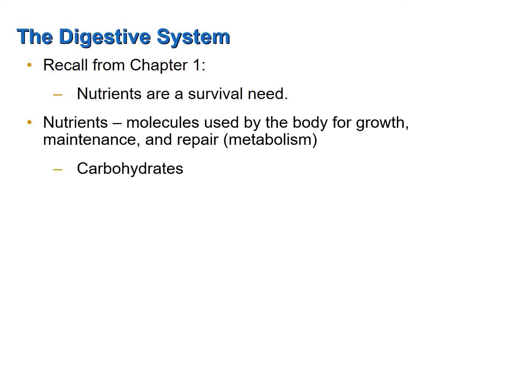Your book goes into great depth as to what the different types of nutrients are. At this time, I will quickly list them and give very brief descriptions of them. Carbohydrates are a type of nutrient. They include sugars and starches. They are mainly used by the body as a source of energy.